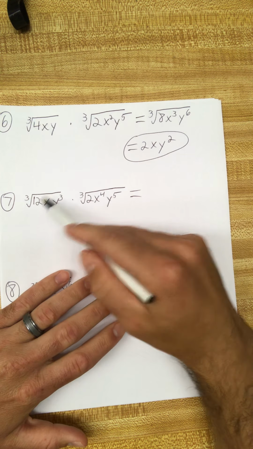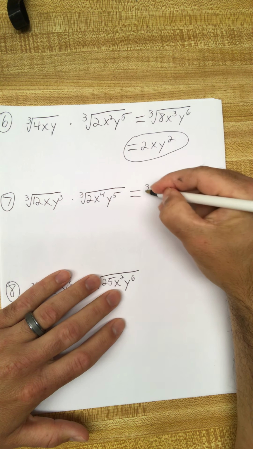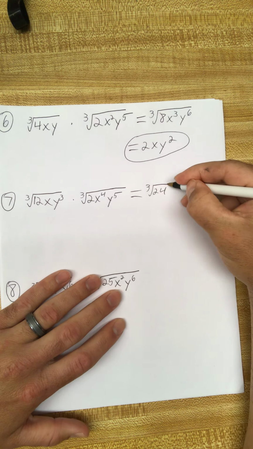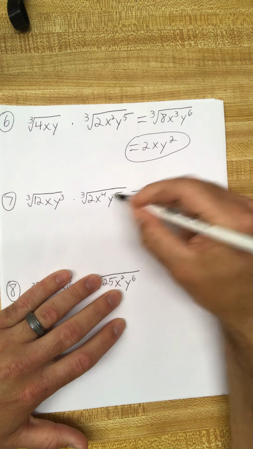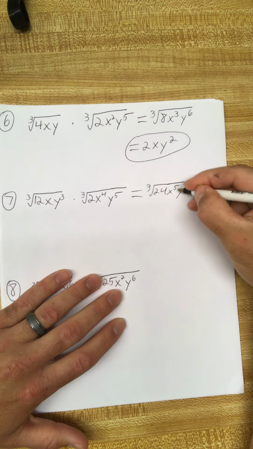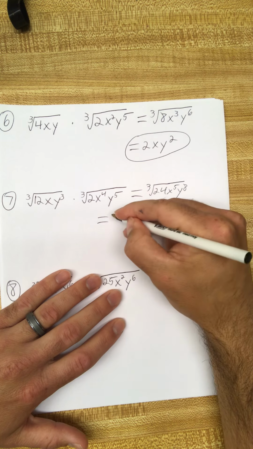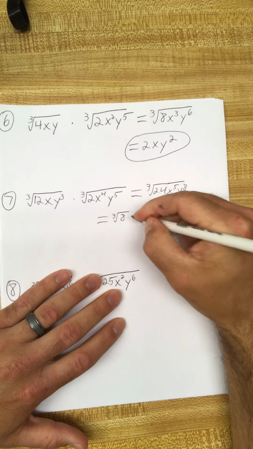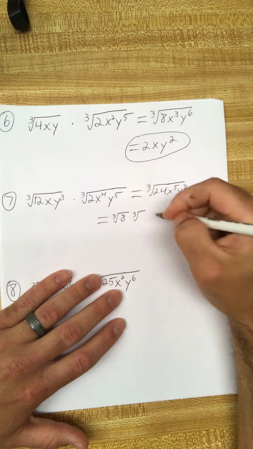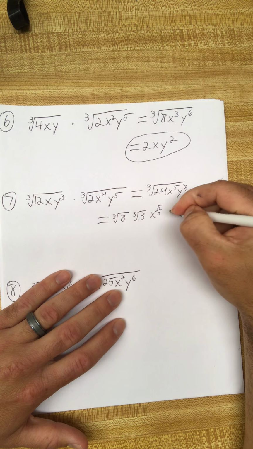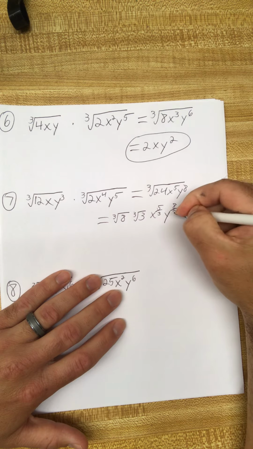Alright, next up then, 12 times 2 is 24. So we're going to have the cube root of 24. X to the 5th. 3 and 5 is 8. Okay, so in this one then, well, the cube root 24, we're going to break it into 8 and 3, because 8's a perfect cube. X is you'll have 5 divided by 3. Y, you'll have 8 divided by 3.